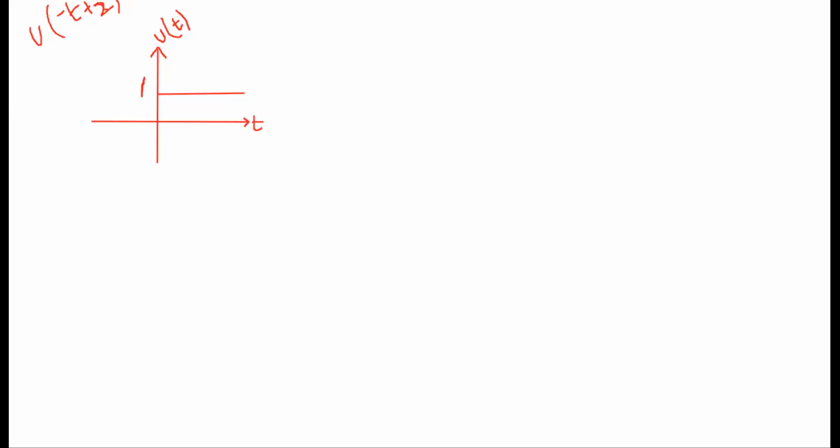So anyone in the class, what are the operations involved here? U of minus t plus 2. Anyone in the class? Time shifting, time reversal. Very good. This plus 2 indicates time shifting and this minus indicates time reversal.